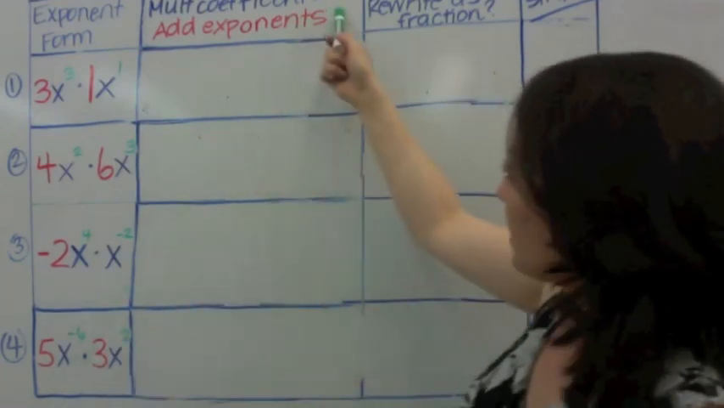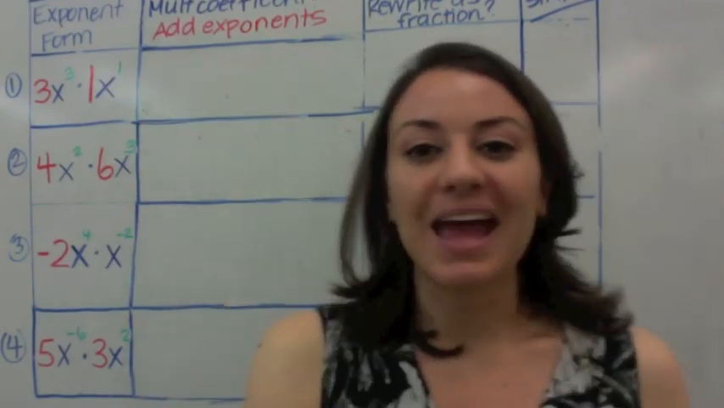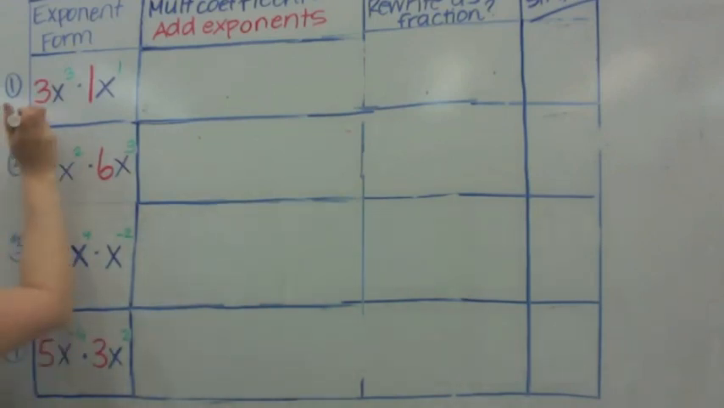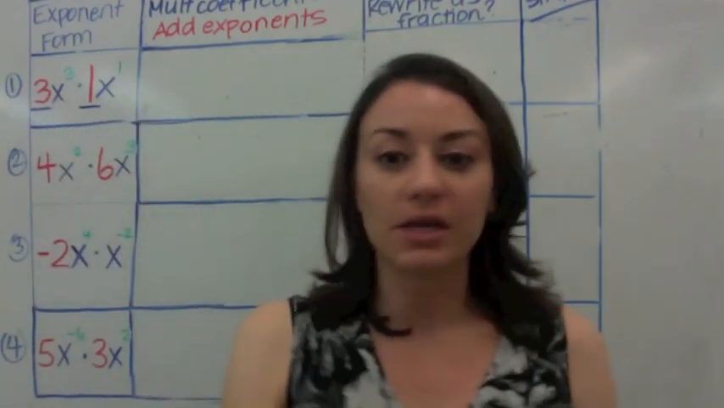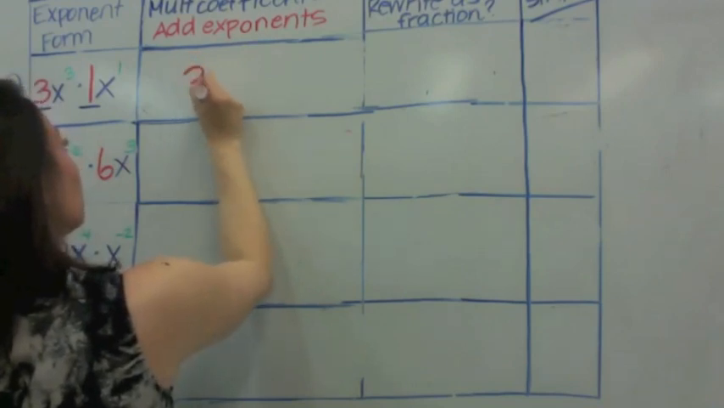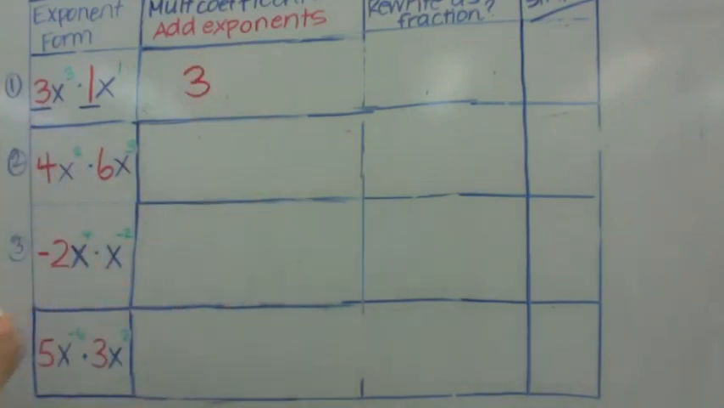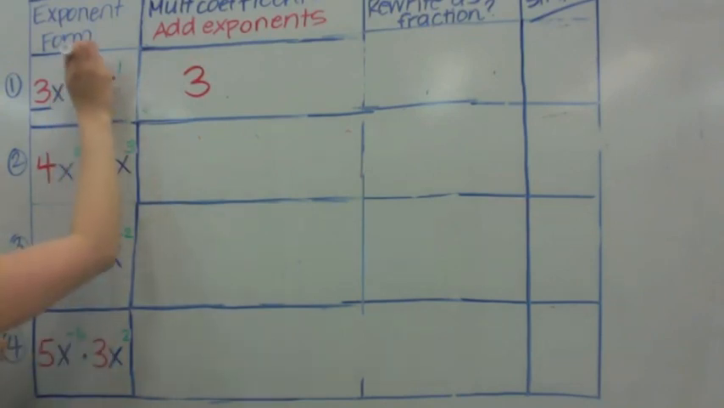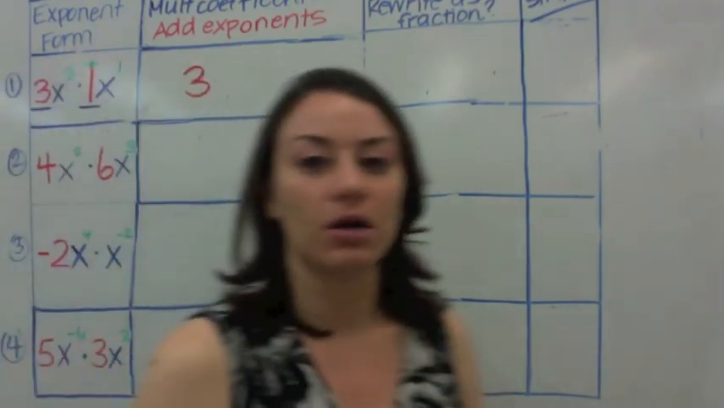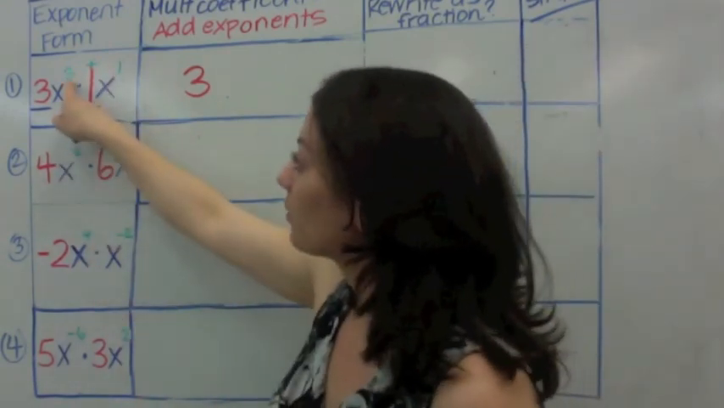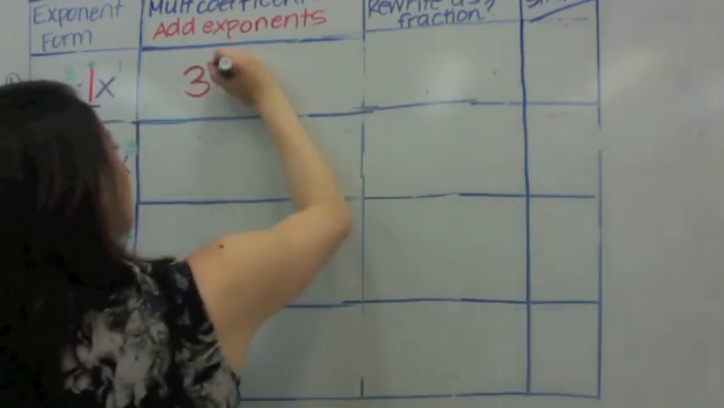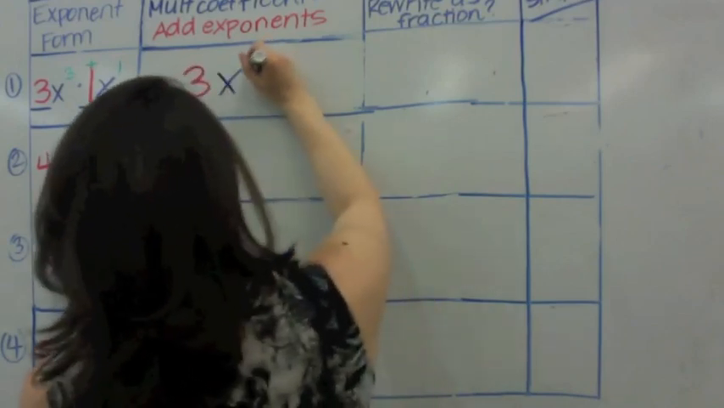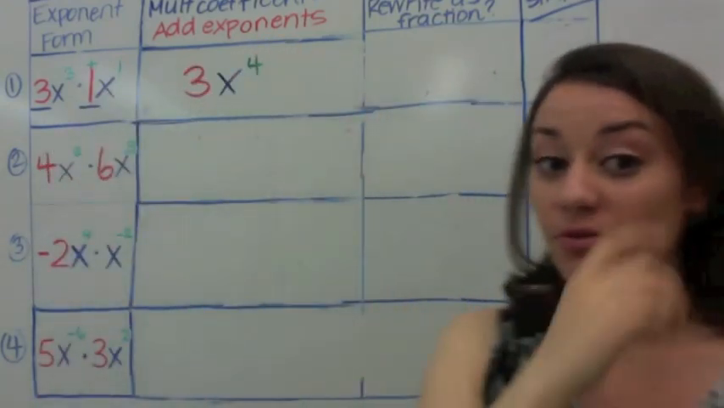This tells you what to do: multiply the coefficients but add the exponents. 3 times 1 is 3, it's 1 of 3. Then you add the exponents, so what is 3 plus 1? 3 plus 1 is 4. So it's x to the power of 4. Great job. 3x to the power of 4.